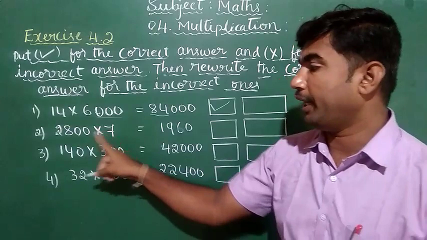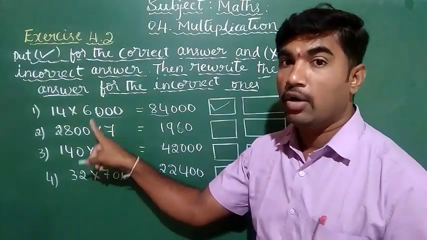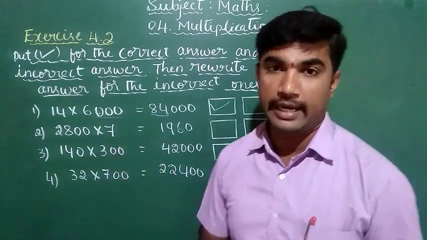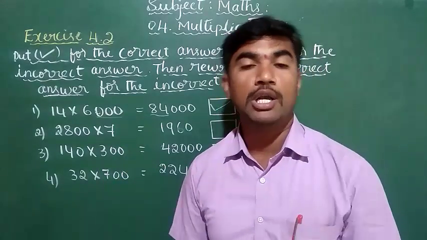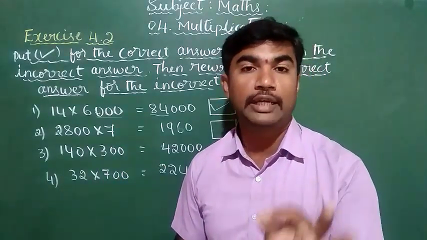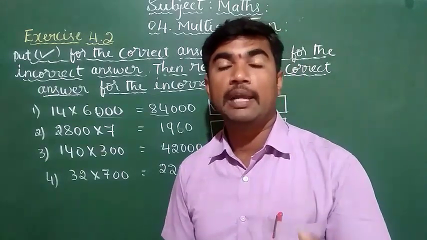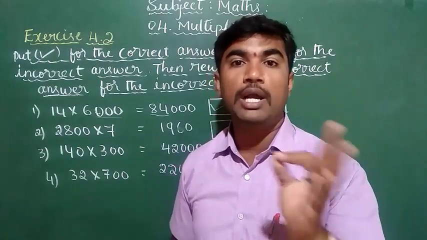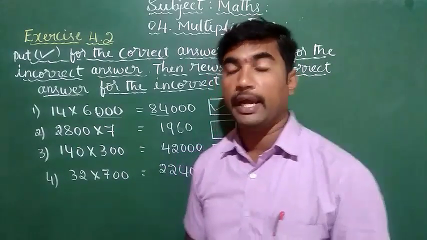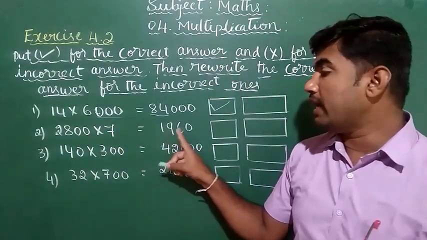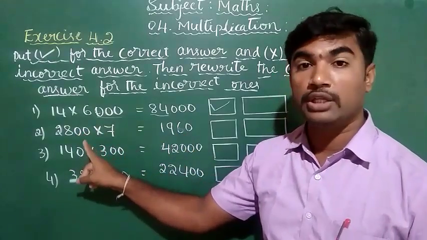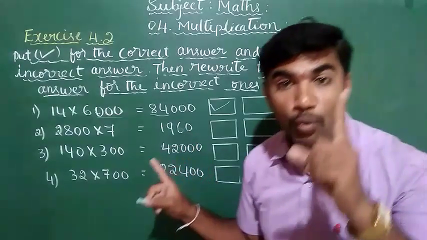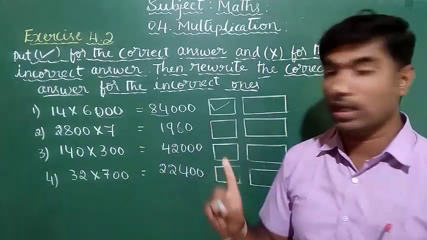28 into 7, here there are 2 zeros. 28 into 7, how much? 196. 28 sevens are 196. If you don't know the tables of 28, you can multiply 28 into 7. We are getting 196, so we need to write 196. Here how many zeros are there? 2 zeros. But in the product we have only 1 zero. So this is wrong.